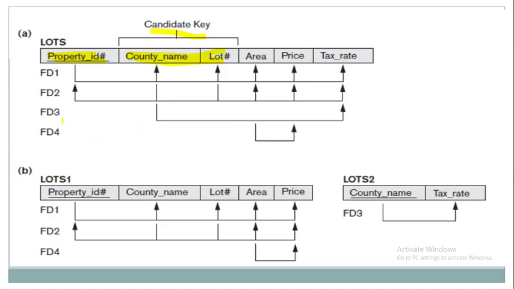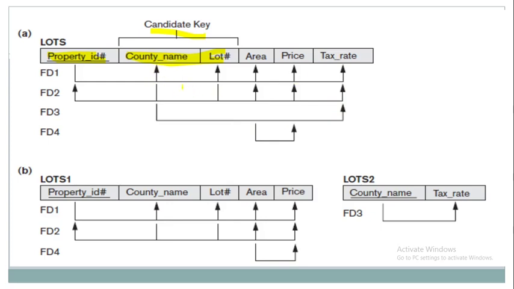Let us look into functional dependency 3. As per the second normal form, informally, there should not be any partial functional dependency. Tax rate, as you can see, is determined by county name.